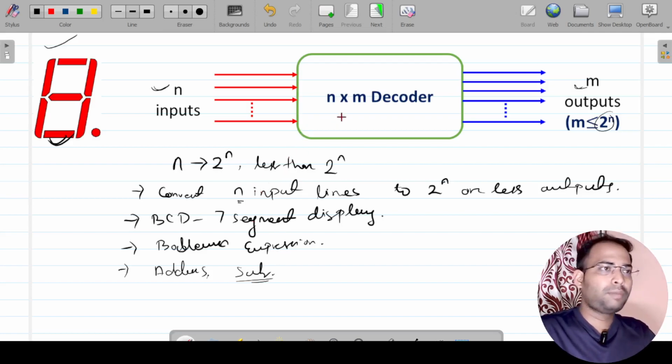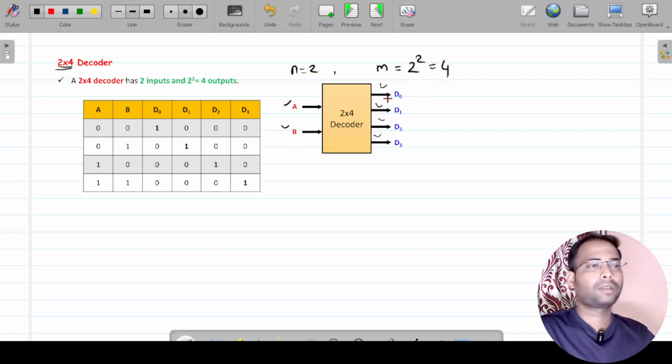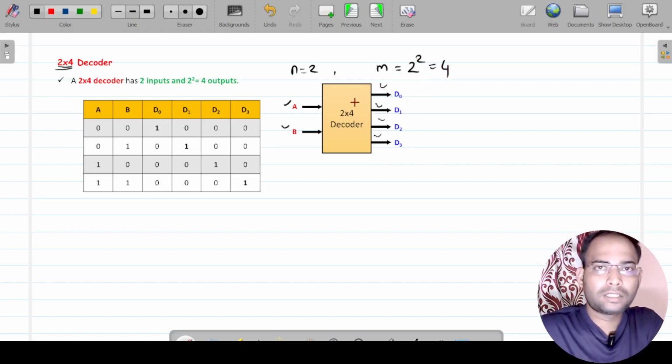Now let us start with a basic decoder and see how it works. We'll start with a 2 cross 4 decoder. Why is it called a 2 cross 4 decoder? Here you can see there are two inputs, A and B, and the total number of outputs is D0, D1, D2 and D3, that is 4. So 2 inputs, 4 outputs, and it is called a 2 cross 4 decoder. Here n is equal to 2 and the number of outputs, m, is equal to 2 to the power 2, which equals 4. This is the basic architecture of a decoder.